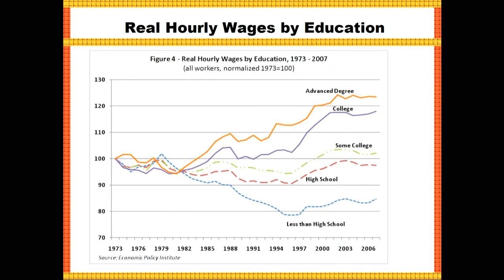And indeed, if you look at real hourly wages, you can see here that people with advanced degrees, their wages are rising. People with college degrees are going okay, but people, for example, with high school degree or less, their wages are going down.